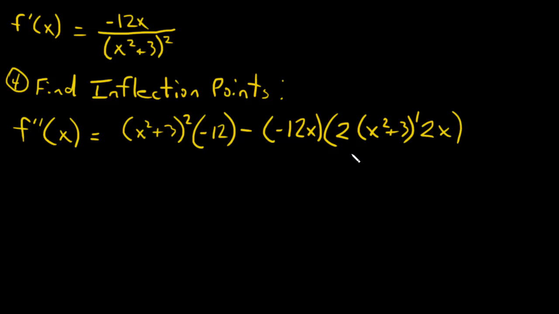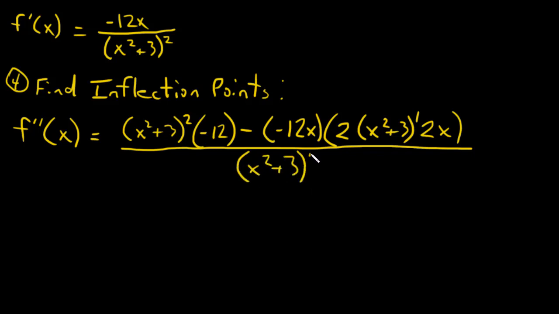That's the chain rule that kicks in. We were using the power rule on something that wasn't plain old x, so we have to take the derivative of the interior piece. Now, all of this is over the bottom squared, x squared plus 3 to the fourth power. Okay? Now, this would be a horrible nightmare, except every single term has an x squared plus 3 factor in it. So I can now simplify this.